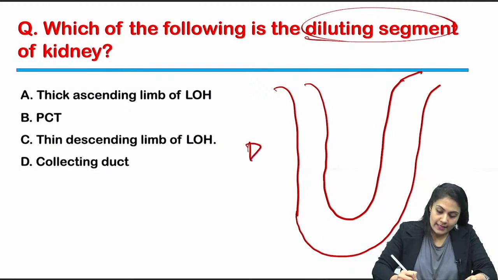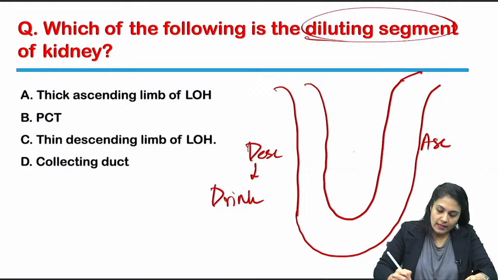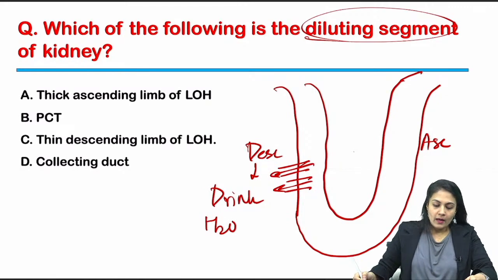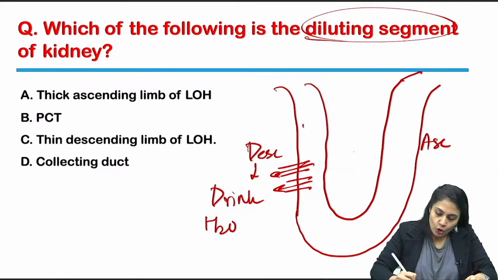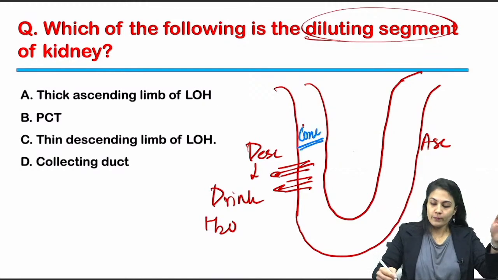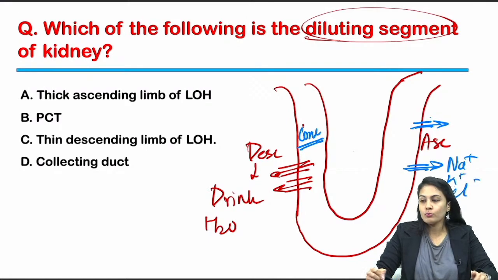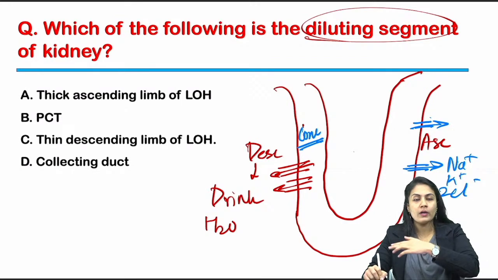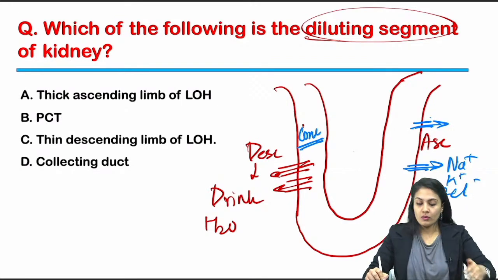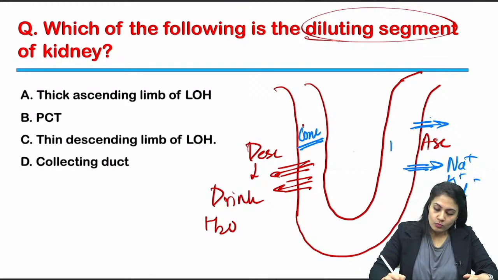All right. So descending limb of loop of Henle, ascending limb of loop of Henle. The descending limb drinks the water, that means it is permeable for water, which means it is concentrating the urine, since the water is coming out. On the other hand, we have the sodium potassium 2 chloride cotransporter over here. So salts are coming out, but the water is not able to come out, so it is going to dilute the urine.